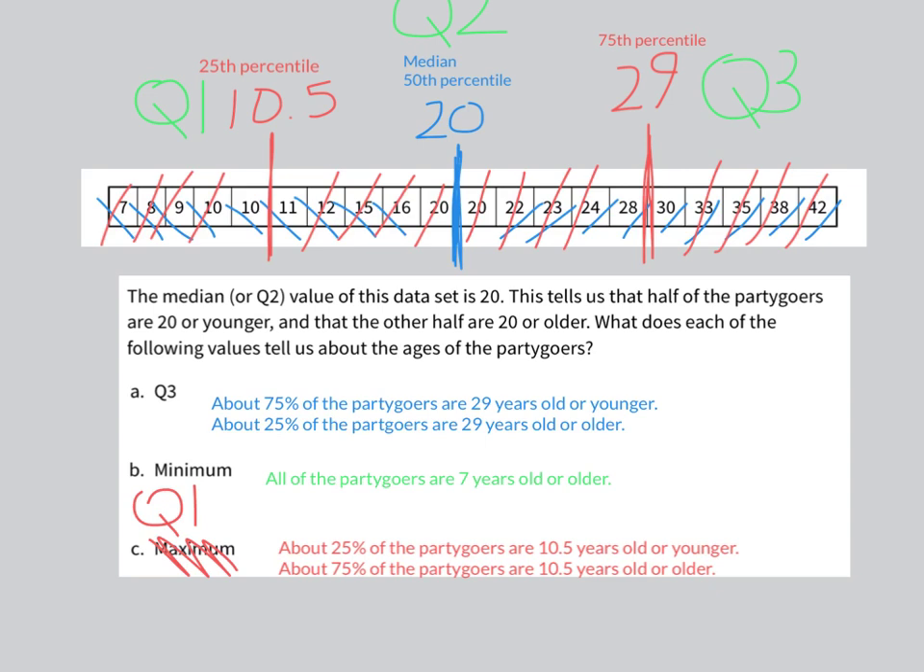So again, this 25th percentile breaks my data up into 25% here and 75% over here. About 25% of the partygoers are less than 10 and 5/10 years old. About 75% of the partygoers are older than 10 and 5/10 years old.